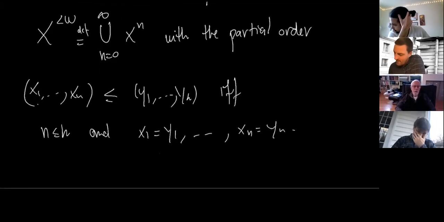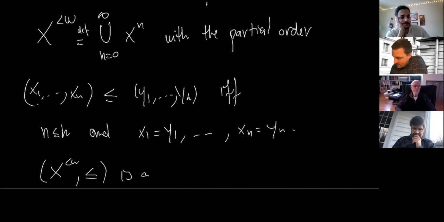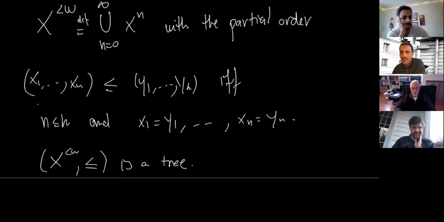So when you equip the finite sequences with this partial order, what you get is a tree in an abstract sense. Which means that if you fix a finite sequence and look at the set of predecessors, this is a finite totally ordered set. Naturally you want to represent this in a tree fashion. So this is a tree.